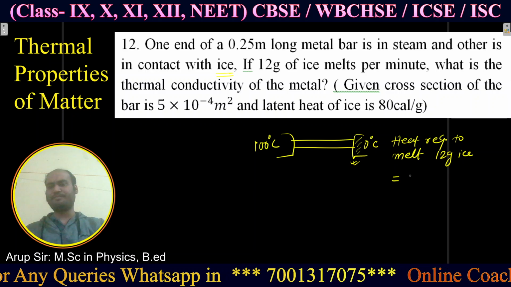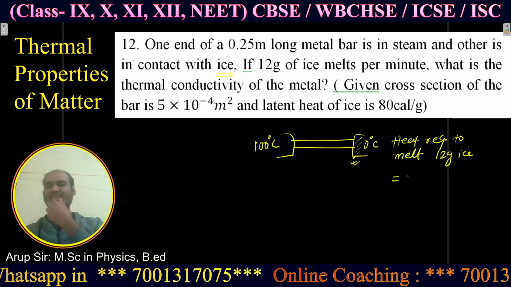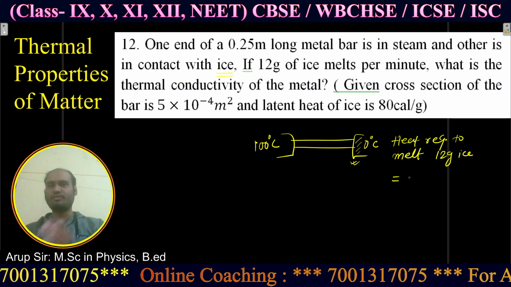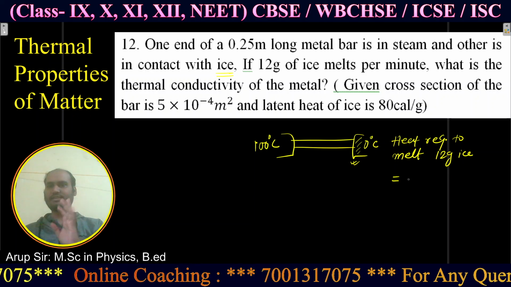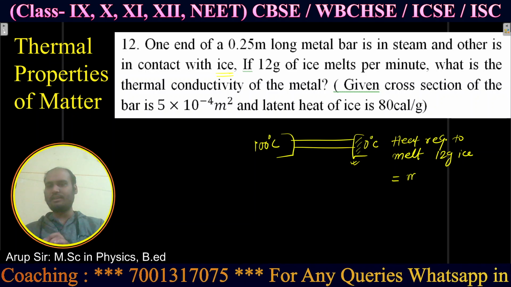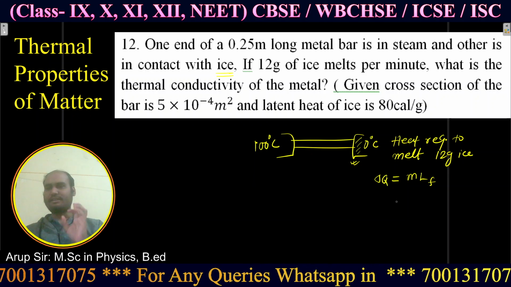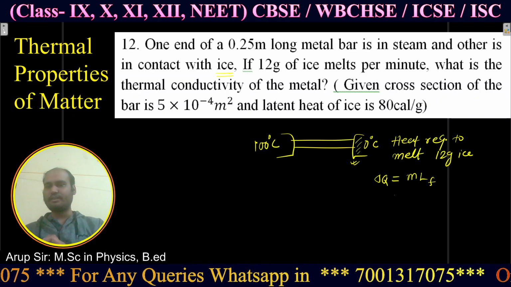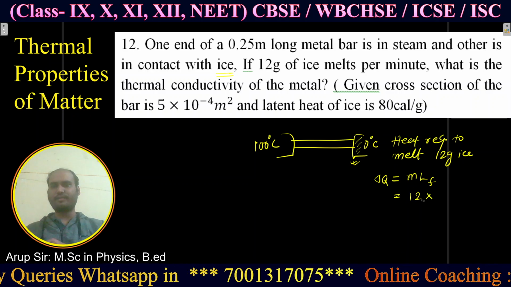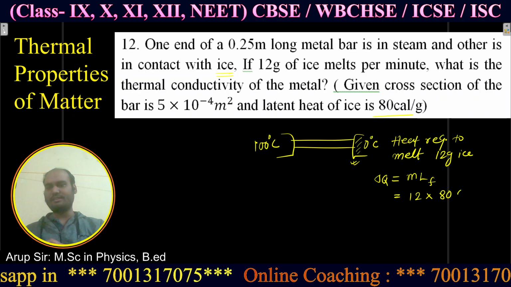It is melting only. So change of state is taking place, so there is no rise in temperature here, only the melting. So for delta Q, the heat required for melting the ice, it is m into latent heat of fusion. So m means 12 gram, into the latent heat of ice, which in the CGS system is given as 80. So basically this much calorie.